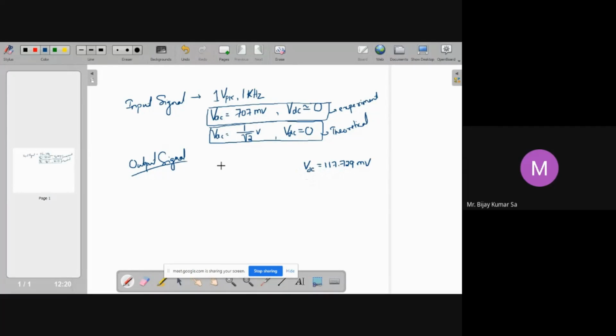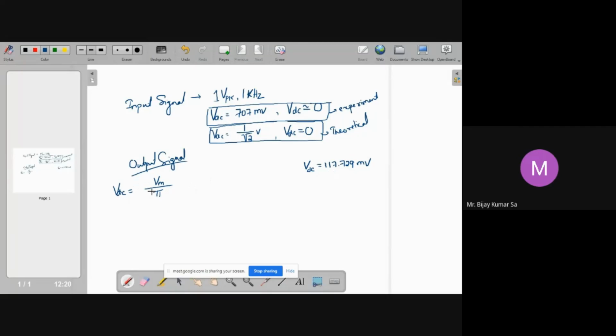Theoretically, it should be how much? How do we calculate theoretically? How much is the output signal expected to be? Vm upon pi. This is the expression for VDC for the output signal. Yes or no? Vm upon pi. Yes, sir. Calculate Vm upon pi, how much is it? Vm we have here is 1 V peak. So what is the theoretical value of VDC, and how much are you getting experimentally?